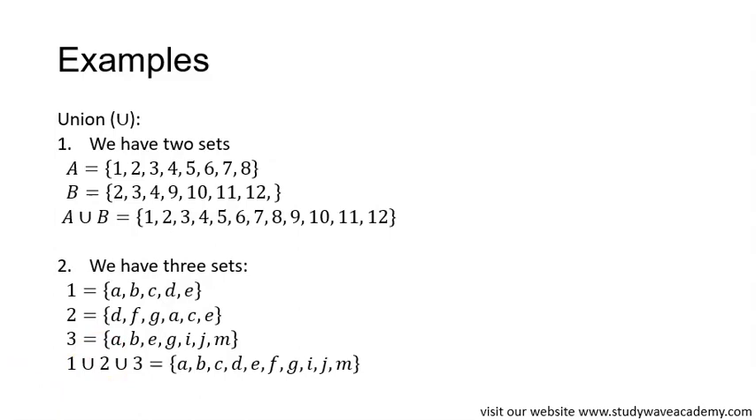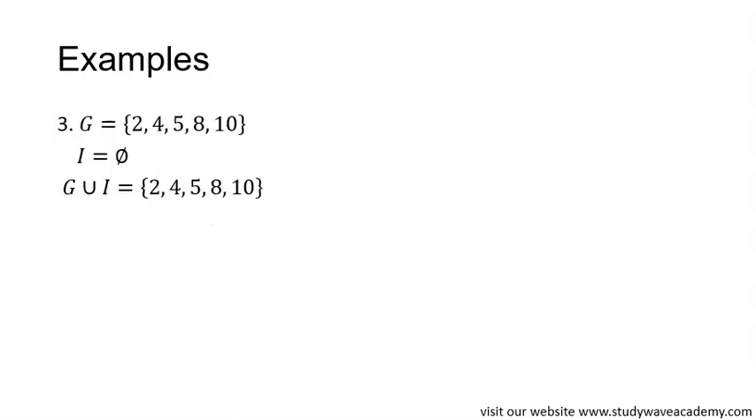Good. So next we're going to be looking at another example under the union also. Here we have the set G and set I. Set G contains 2, 4, 5, 8, 10, and set I contains nothing. It's an empty set. You remember this symbol, right? This symbol means the set is empty. So this set is empty. What do we do next?